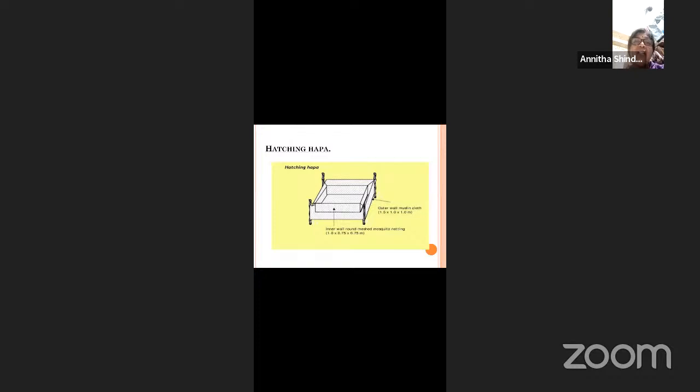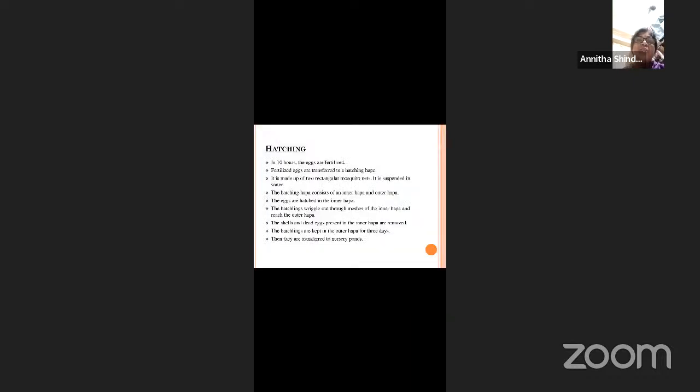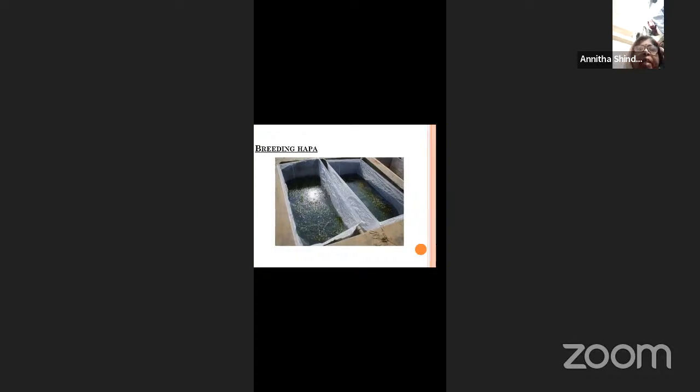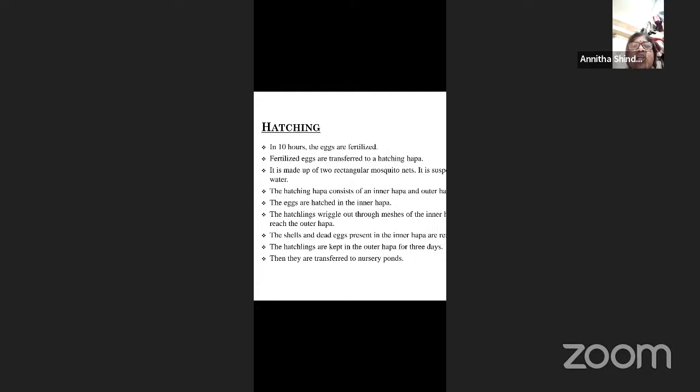Then hatching is also there. See, this is the hatching hapa. So this is a breeding hapa and this is the hatching hapa. Once it breeds, then they will hatch it. After 10 hours, the eggs will be fertilized, and the fertilized eggs will be transferred to a hatching hapa.